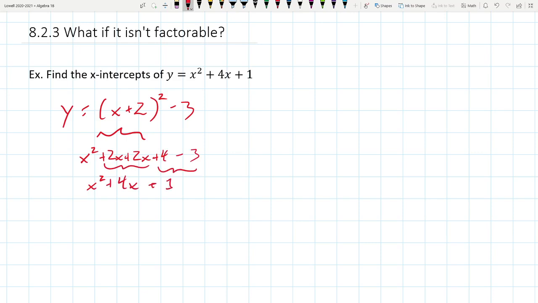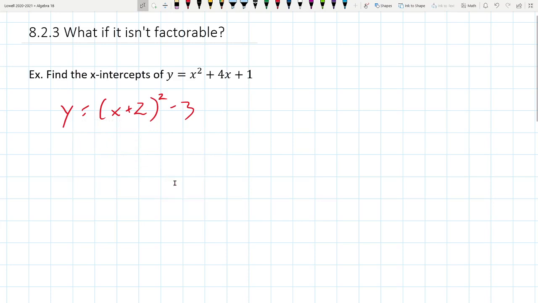So I did not lie to you. This does actually work. So these two equations are exactly the same, just written differently. Okay, so how does that help us?